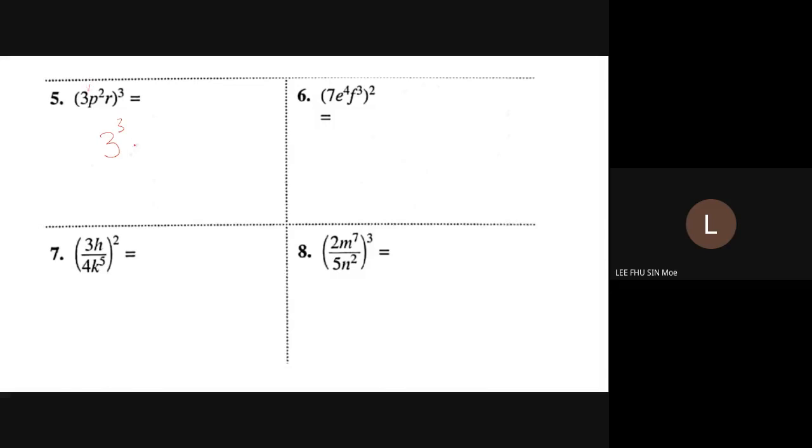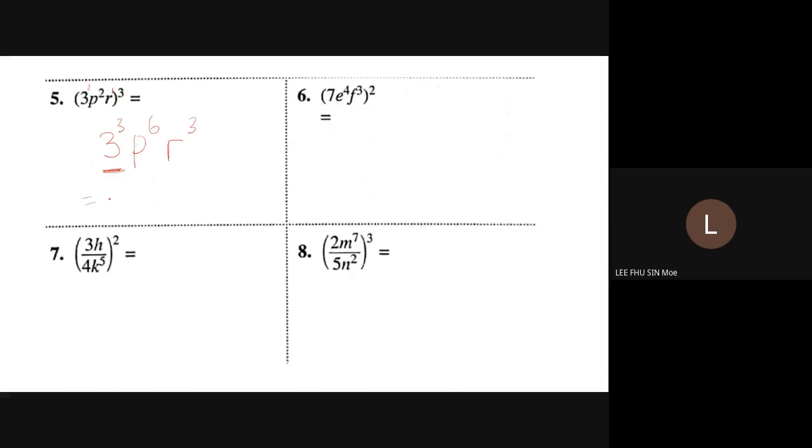And then this one, p to the power of 6. R, this one also has no number, right? No number means 1. 1 times 3 becomes 3. And then you have to simplify because these ones can be simplified. 3 to the power of 3, the answer is 3 times 3 times 3.